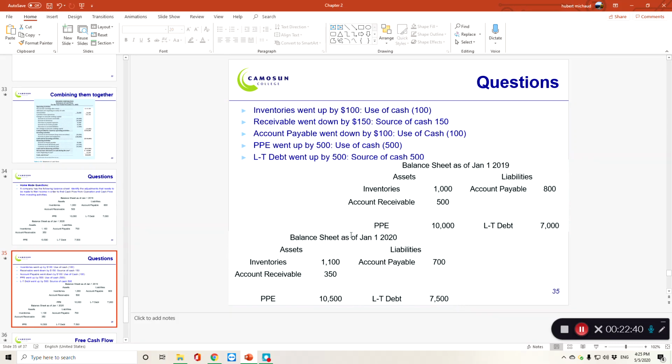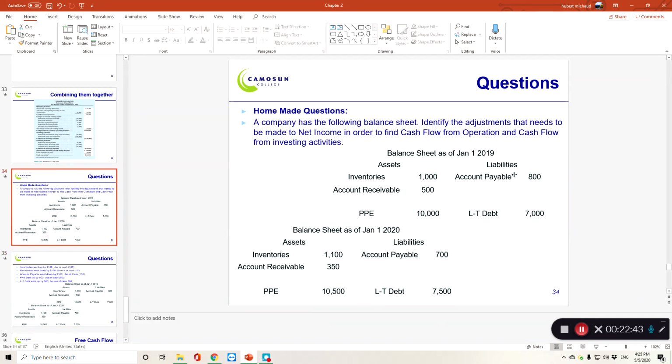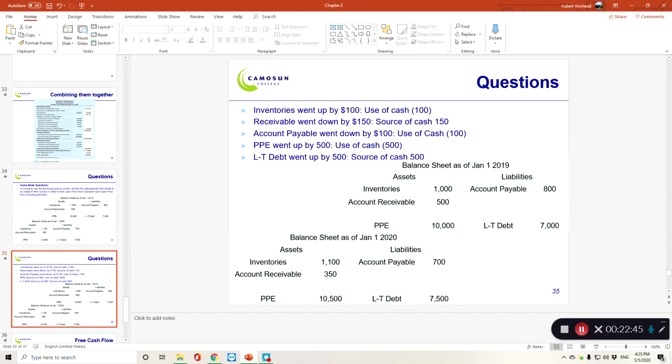My inventories went up. Ooh, the two dates are the same. You know, they're not. Okay. The inventories went up by $100. Right, if my inventory went up by $100, it means I must have been using cash, so it's a use of cash, so I should have $100 negative that will show up in my statement of cash flow. Okay, account receivable went down by $350, so I need to collect less from my client, which means that I have found a source of $150 here.